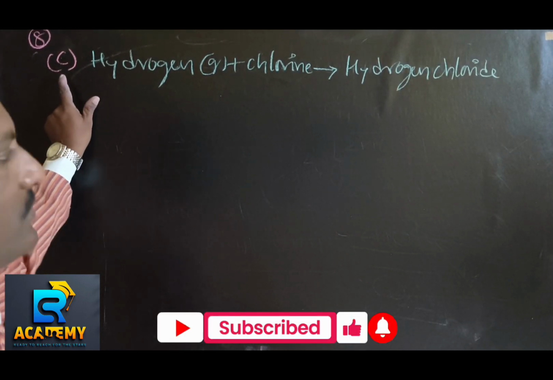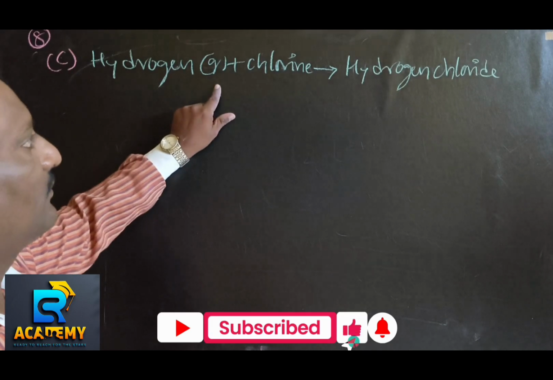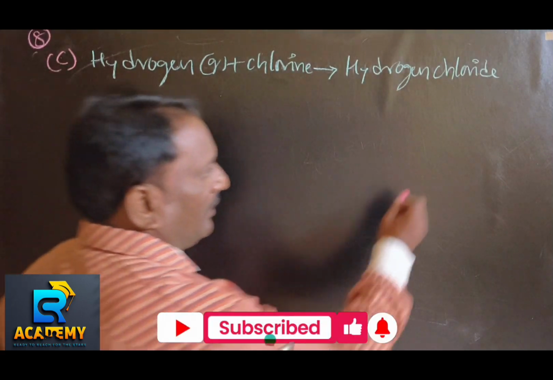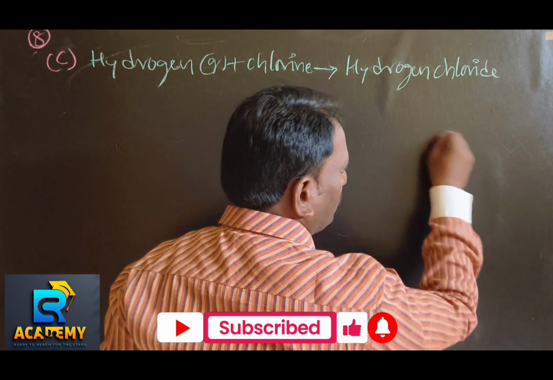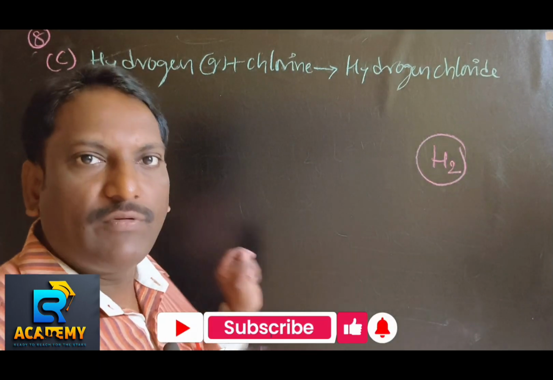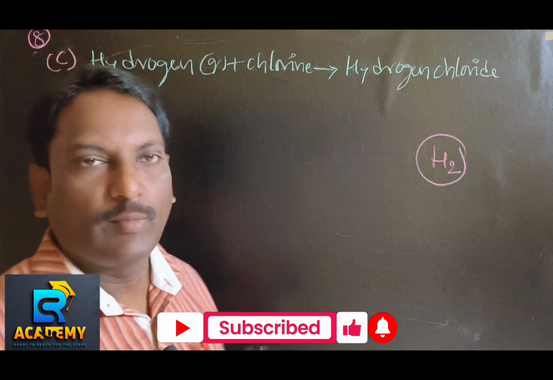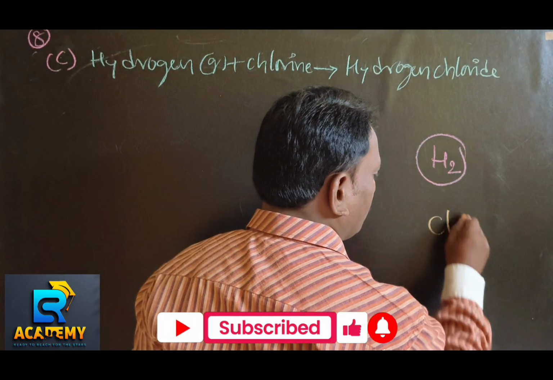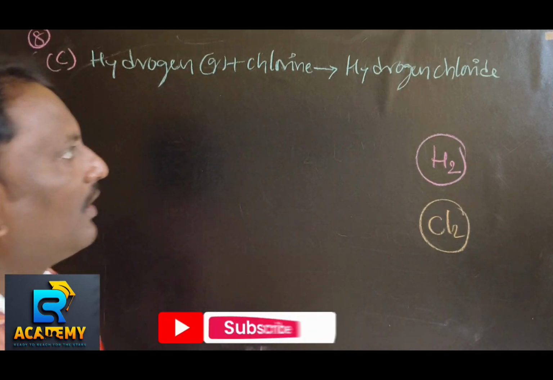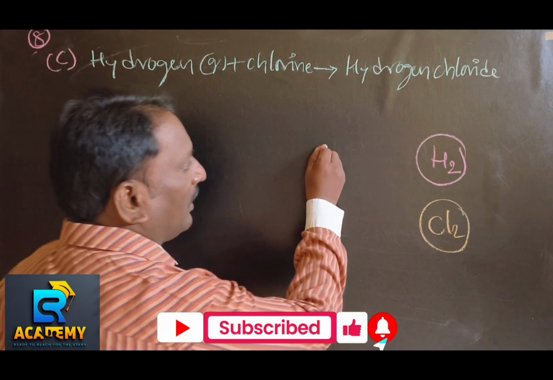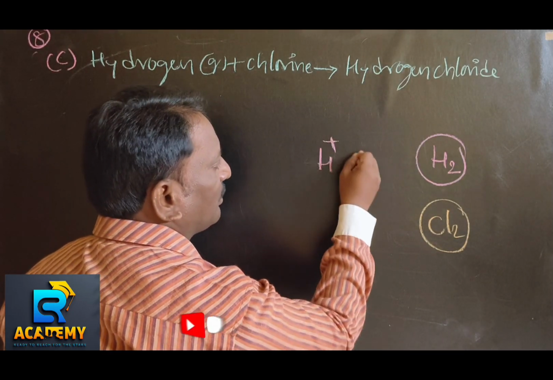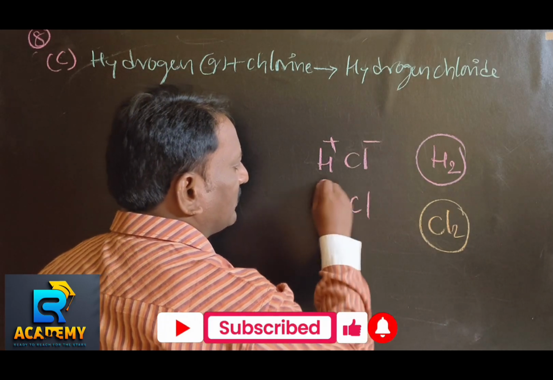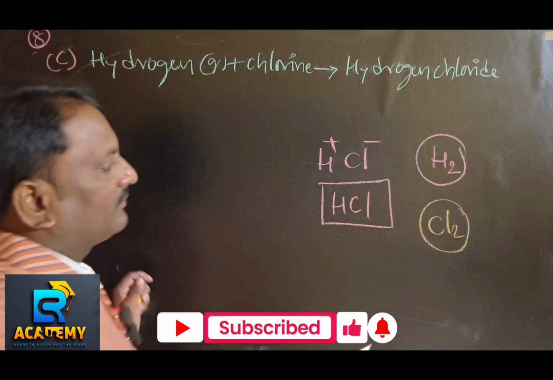Next, see in the eighth question: hydrogen reacts with chlorine to give hydrogen chloride. Hydrogen formula is H2. We should not write H because hydrogen always exists in diatomic form. Chlorine formula Cl2. Hydrogen chloride: hydrogen ion H+ and chloride ion Cl-, giving HCl. This is the formula of hydrogen chloride.